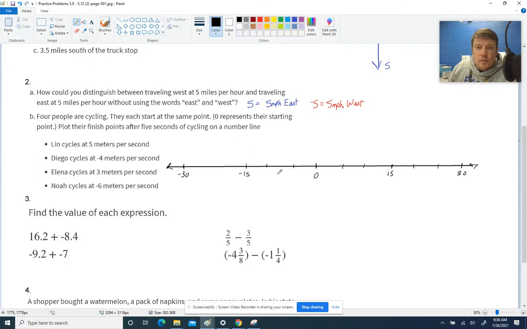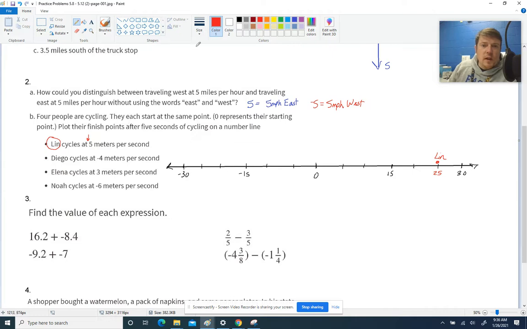Same over here. Okay. Diego. So let's start with Lynn. Sorry. So Lynn, I'm going to do Lynn in red. Cycles at 5 meters per second. It's positive. So I'm going to skip count by 5s. These are marked off by 5, so that works pretty good. 5 meters per second for 5 seconds. So 1 second, 2 seconds, 3 seconds, 4 seconds, 5 seconds. This would be Lynn right here at positive 25.